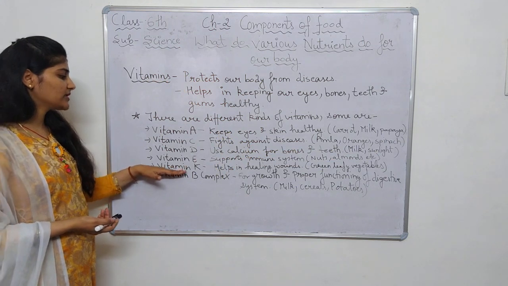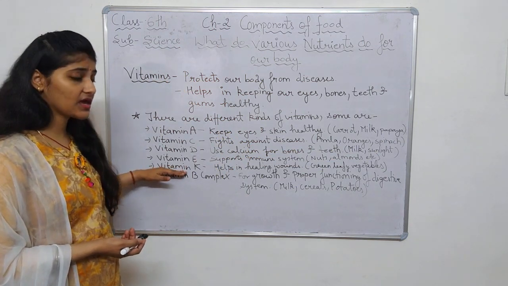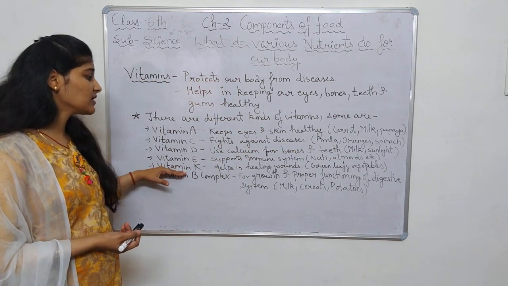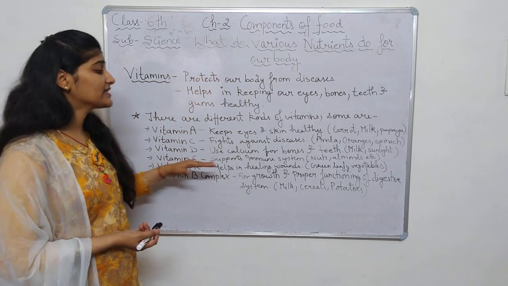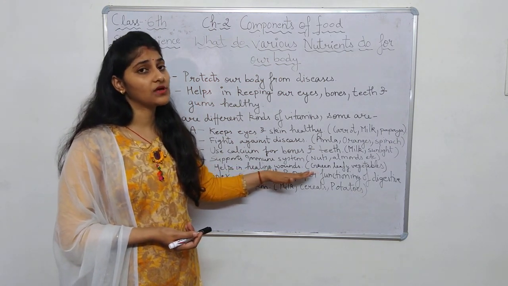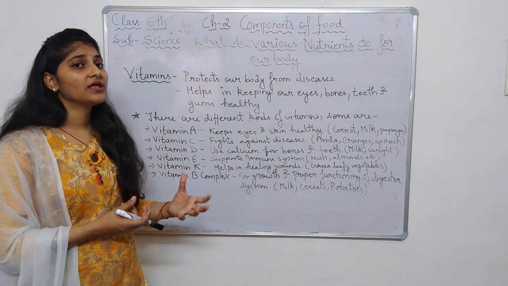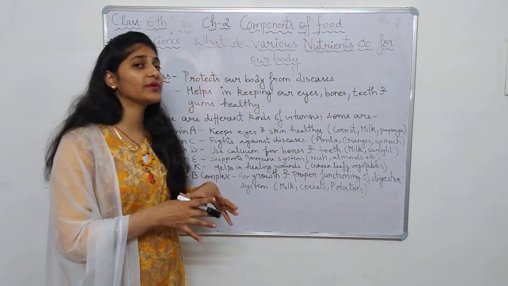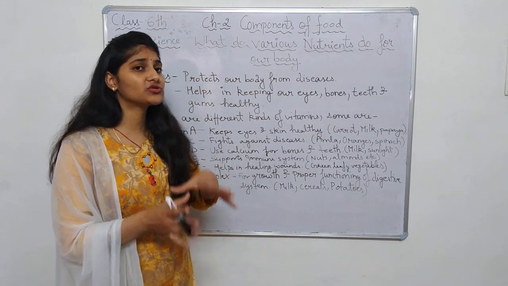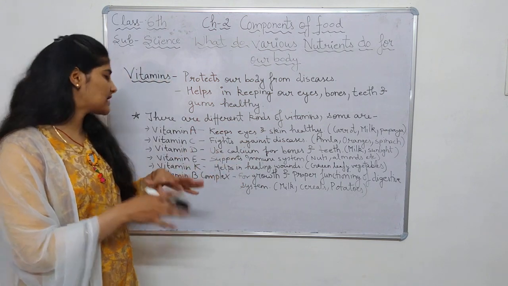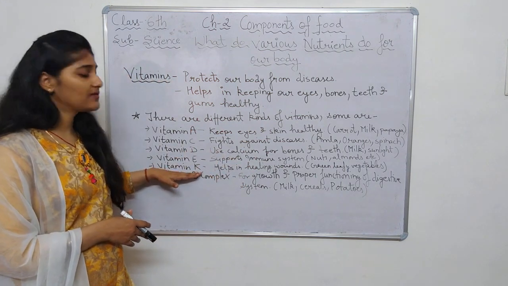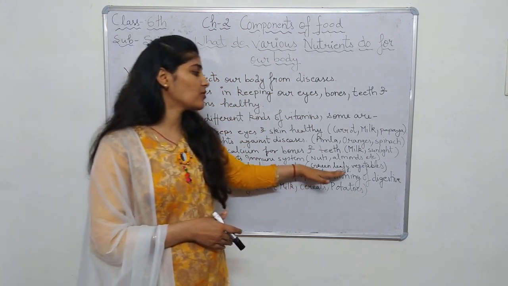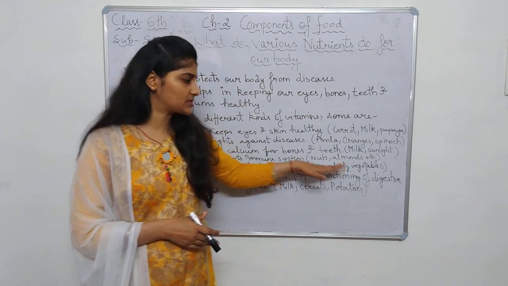Now coming over to the next vitamin, that is vitamin K. It is important in the way that it heals our wounds. If we get injured, then how our body repairs itself, how the bleeding stops, this is all done by vitamin K, and we get vitamin K from all green leafy vegetables.